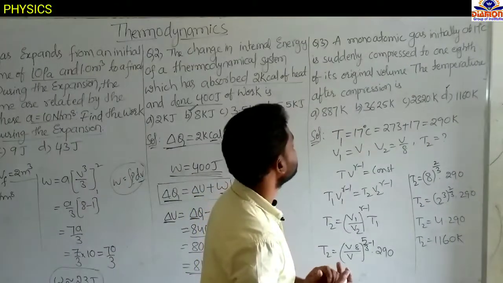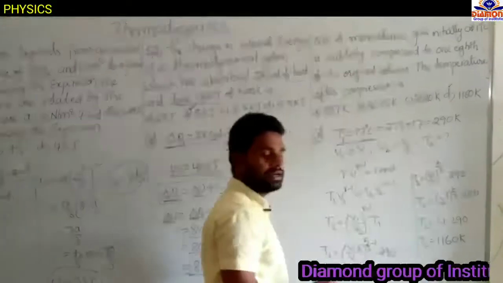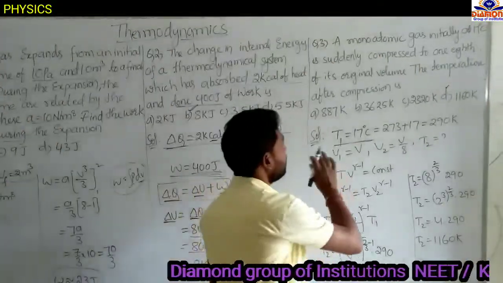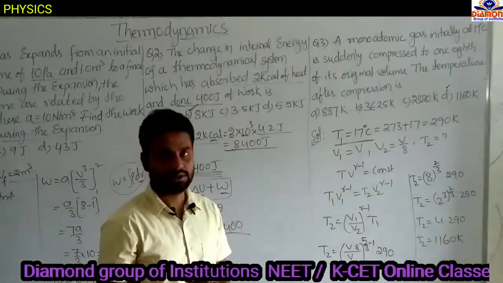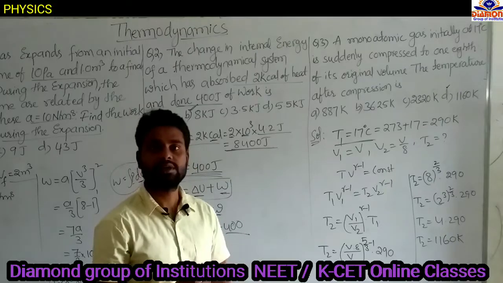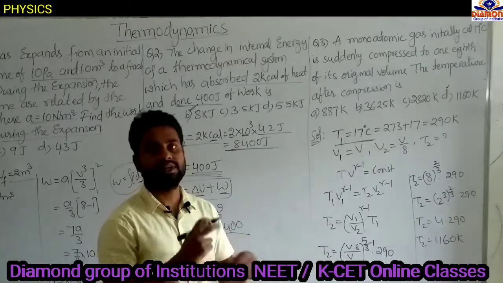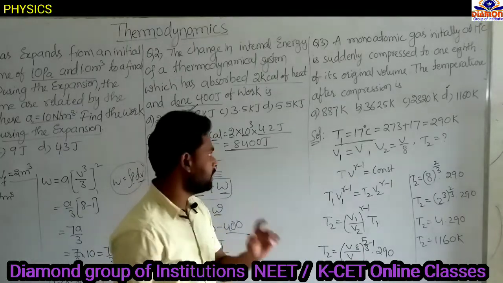A monoatomic gas initially at 17 degrees centigrade. So the initial temperature T1 is equal to 17 degrees centigrade. Suddenly compressed. A sudden process is nothing but an adiabatic process. In detail, it is not possible to teach now, because this is a crash course. Already you know all these points, so once again we are revising. So sudden compression is nothing but an adiabatic process.